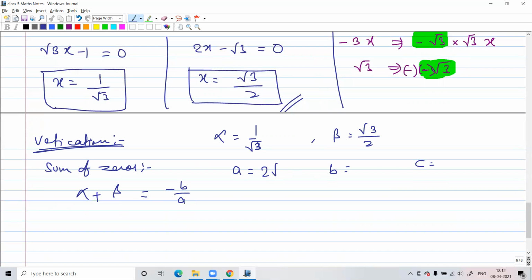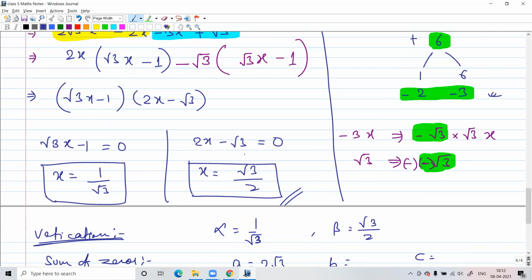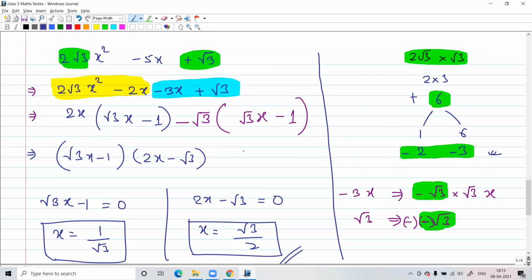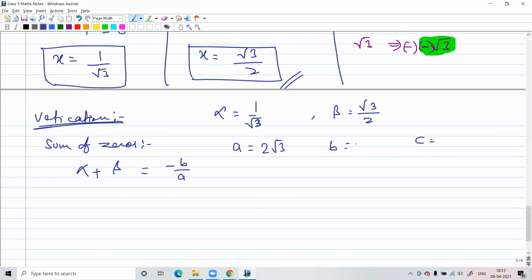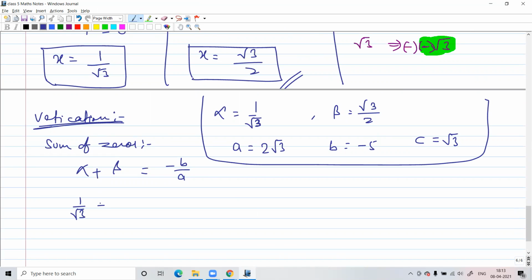A is 2 root 3, right? Yes, sir. 2 root 3. And what is B? Tell me. B is minus 5 and C is root 3. That's good. So just apply that over here. Tell me, what will it be? Alpha plus beta means 1 by root 3 plus root 3 by 2 should be equal to minus of B, which is minus minus 5, by A, which is 2 root 3.